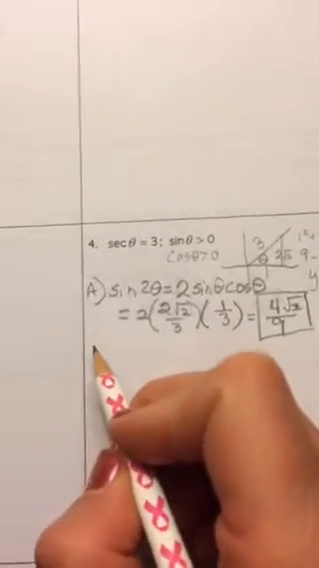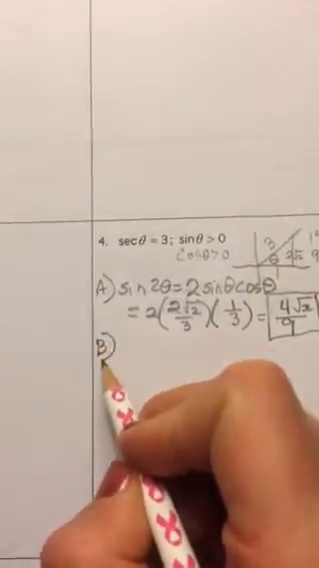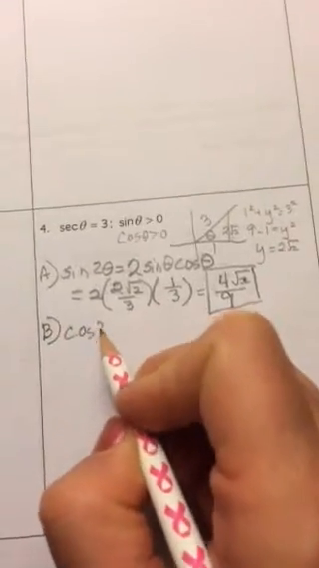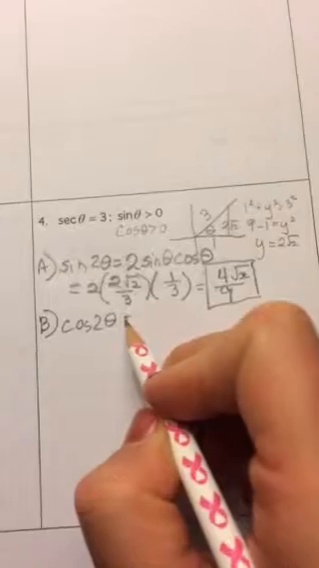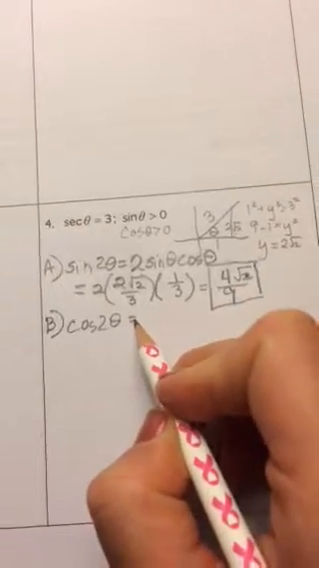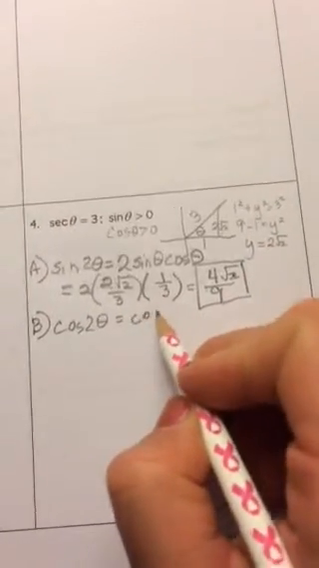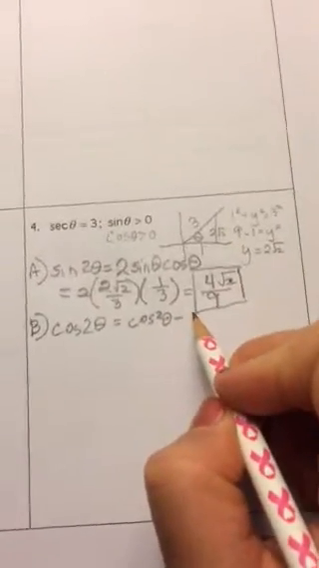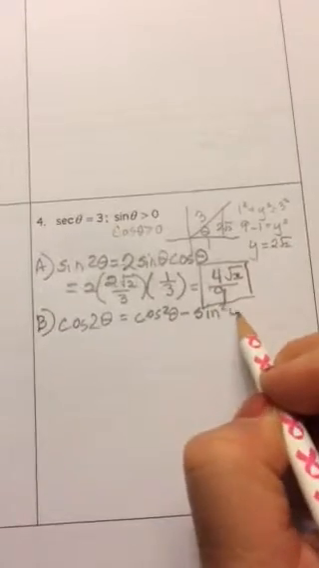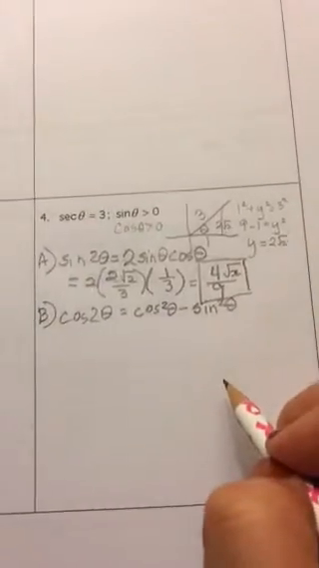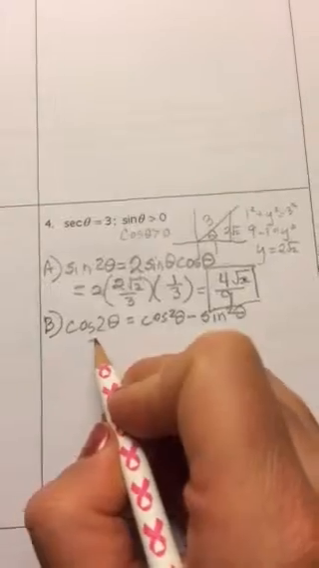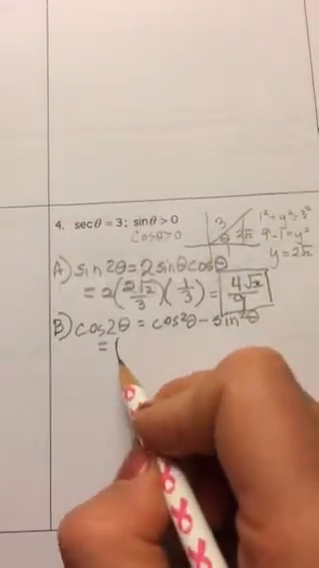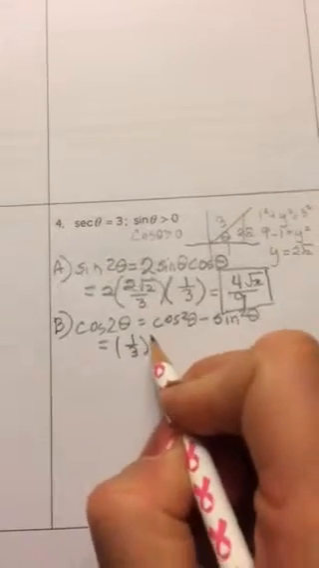Okay, let's see if I can fit everything in. B. B is for the cosine of 2 theta. Okay, I'm going to use cosine squared theta minus sine squared theta. Okay, I'm going to place values for that one too. Here's the cosine, 1 divided by 3. I'm going to square that quantity.